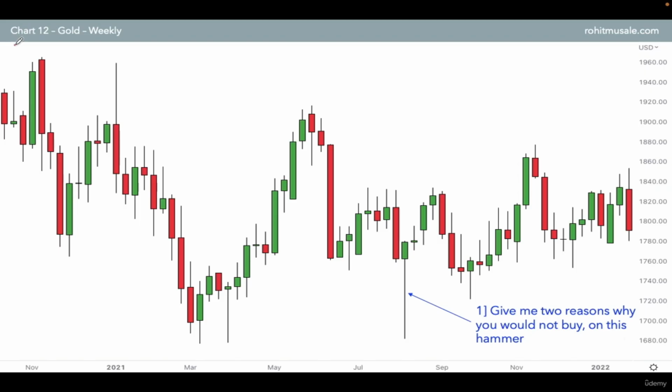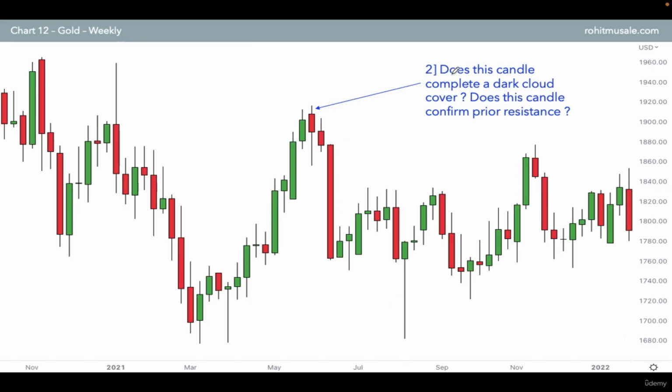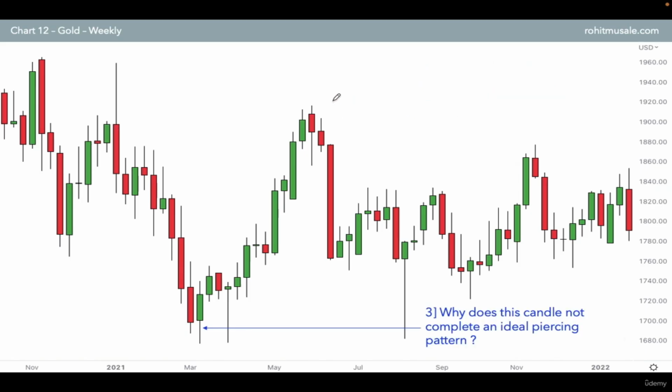Next, this is chart number 12, gold weekly time frame. Question number 1, give me 2 reasons why you would not buy on this hammer. Question number 2, does this candle complete a dark cloud cover? Does this candle confirm prior resistance? So this red candle. Number 3, why does this candle not complete an ideal piercing pattern?